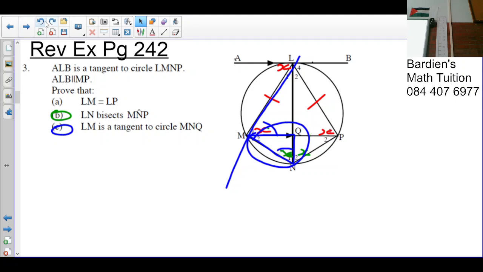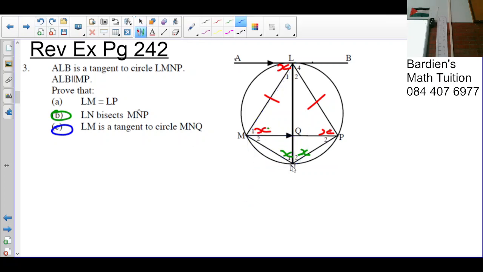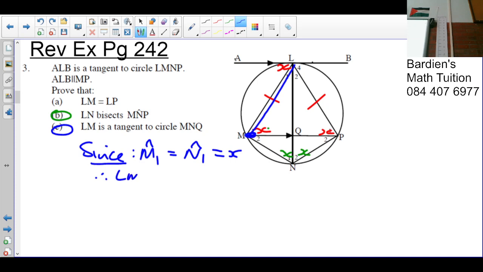Okay, so we said again, the tangent to the circle at M. Since angle M1 is equal to angle N1, which is equal to x, that's proven already. So therefore, LM is a tangent to the circle at M. And what's the reason for this theorem here? What's the reason?